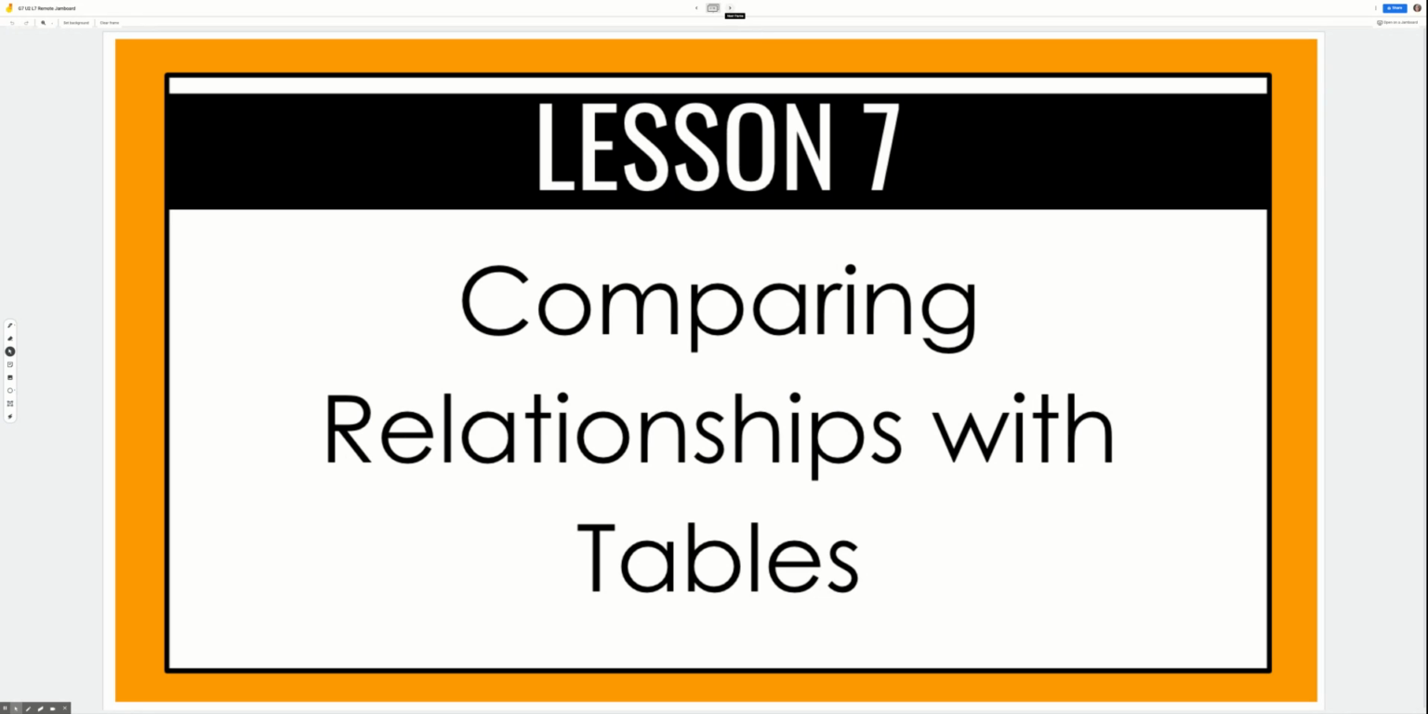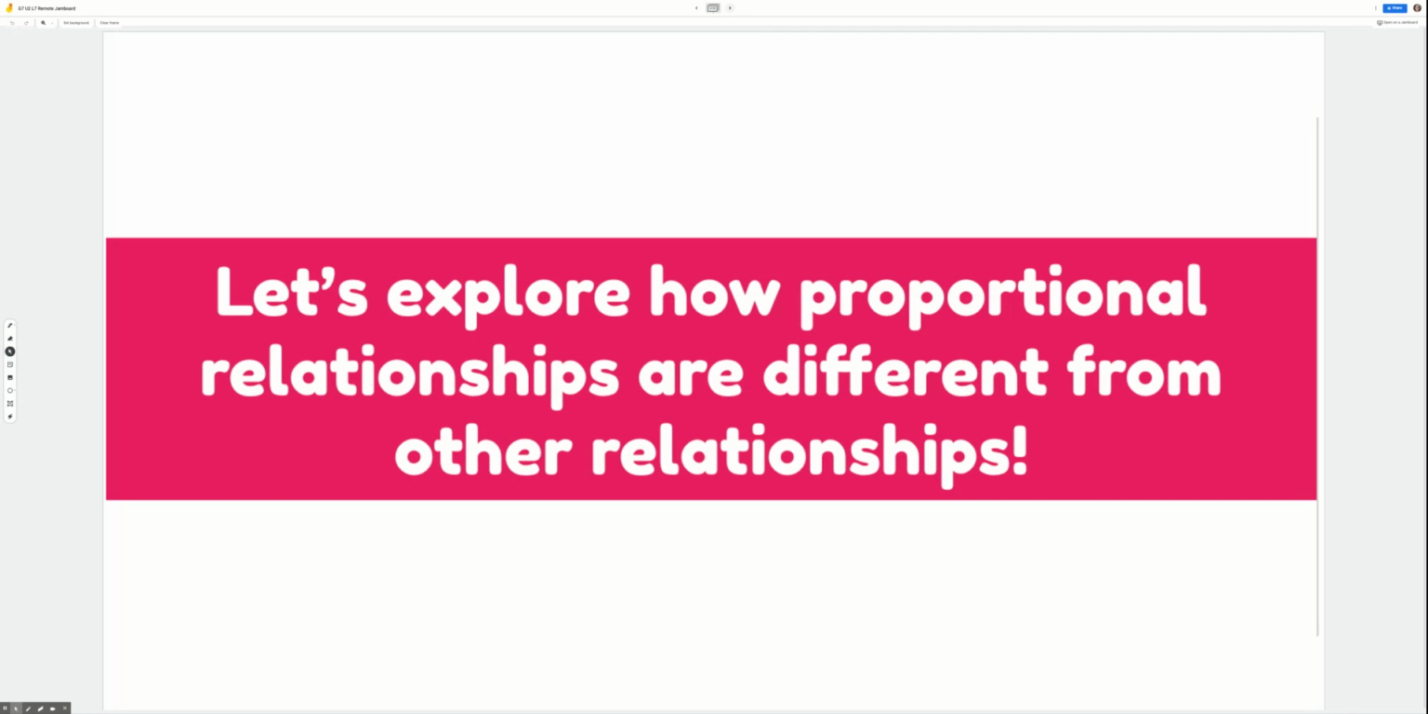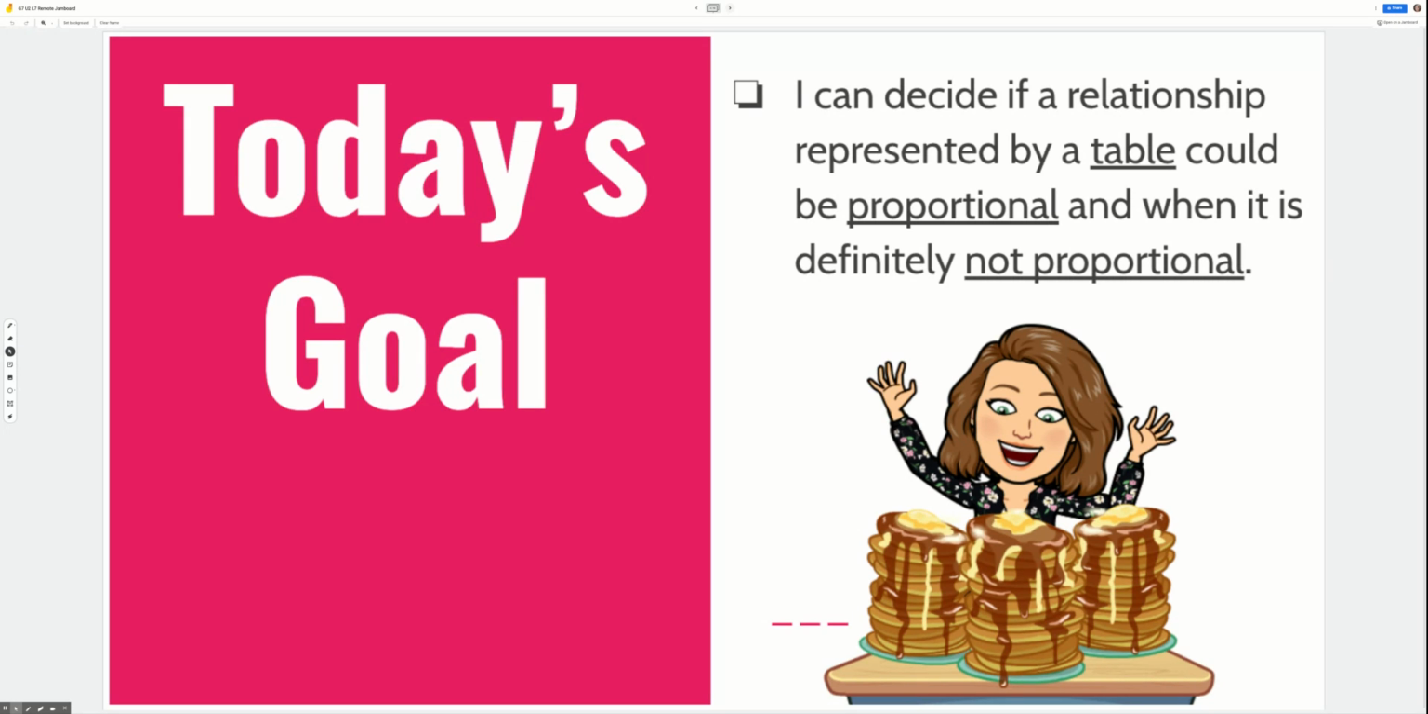Our lesson today is all about comparing relationships, these proportional relationships, using tables to help guide the way. We're going to explore how proportional relationships are different from other relationships. And we're going to represent our information, as I said, on a table. And we'll be able to really tell if a situation is proportional or really is not proportional.